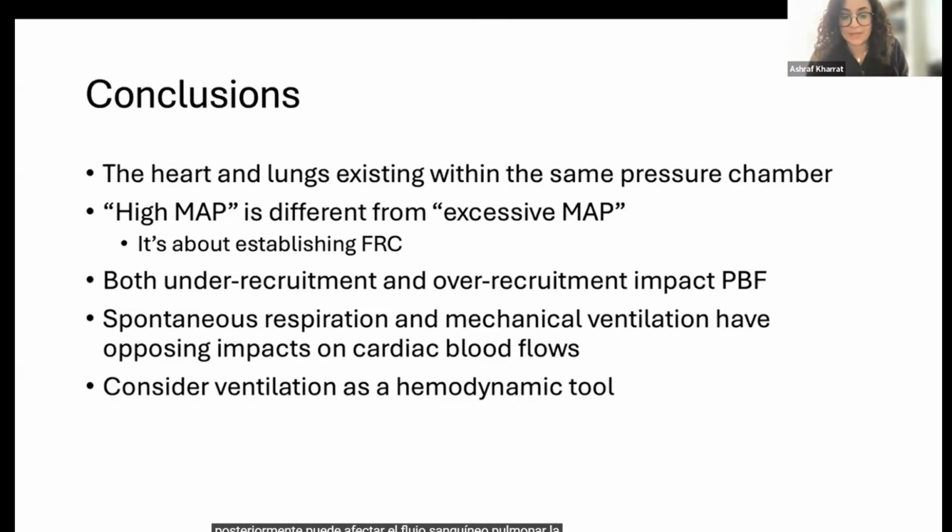Spontaneous respiration and mechanical ventilation have opposing impacts on cardiac blood flows. So consider ventilation as a tool in your hemodynamic toolkit. Sometimes it's something that can help or worsen your hemodynamic situation.